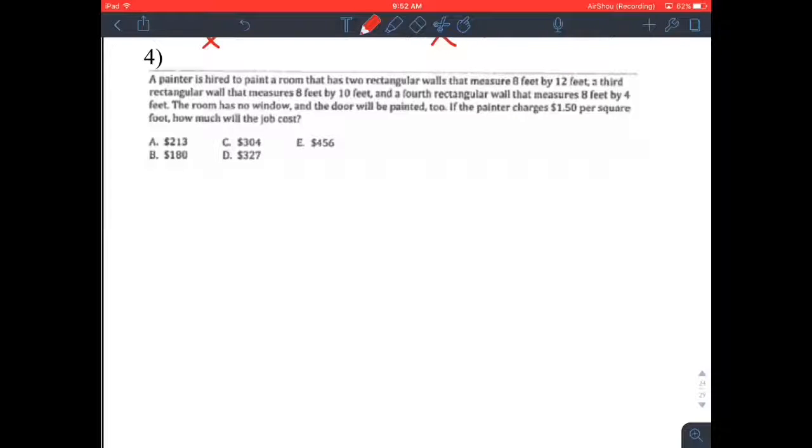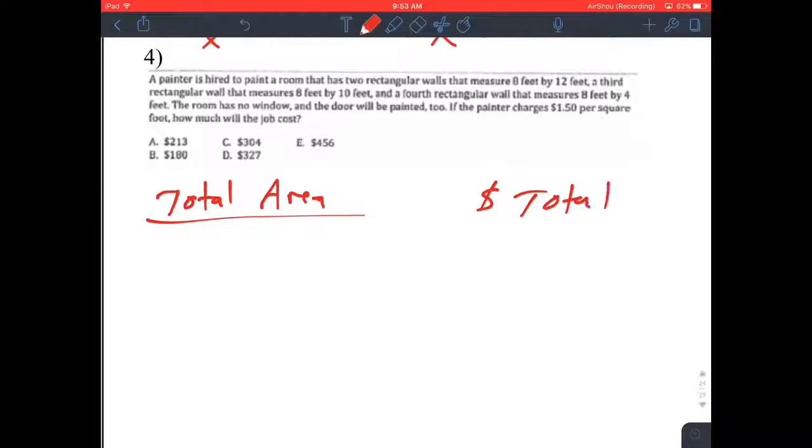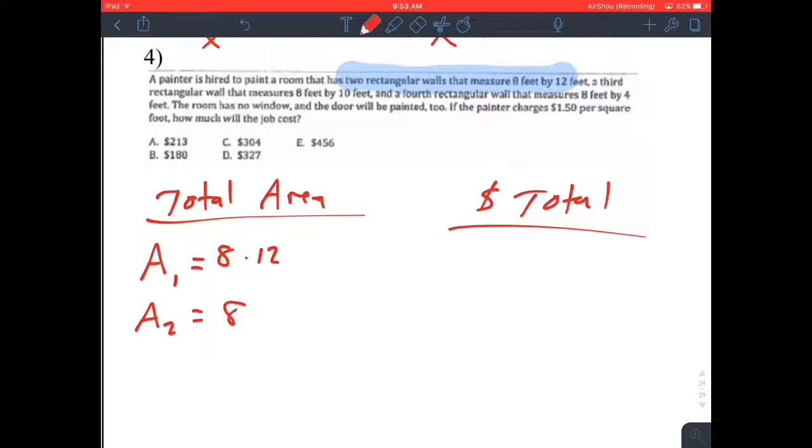So there's two parts to this problem. We need to find the total area, and then we need to find the total cost. To find the total area, we need to find the area of each wall in the room. Two of the walls are 8 by 12. So the area of, let's say, wall 1 is going to be 8 times 12. The area of wall 2 is also 8 times 12.